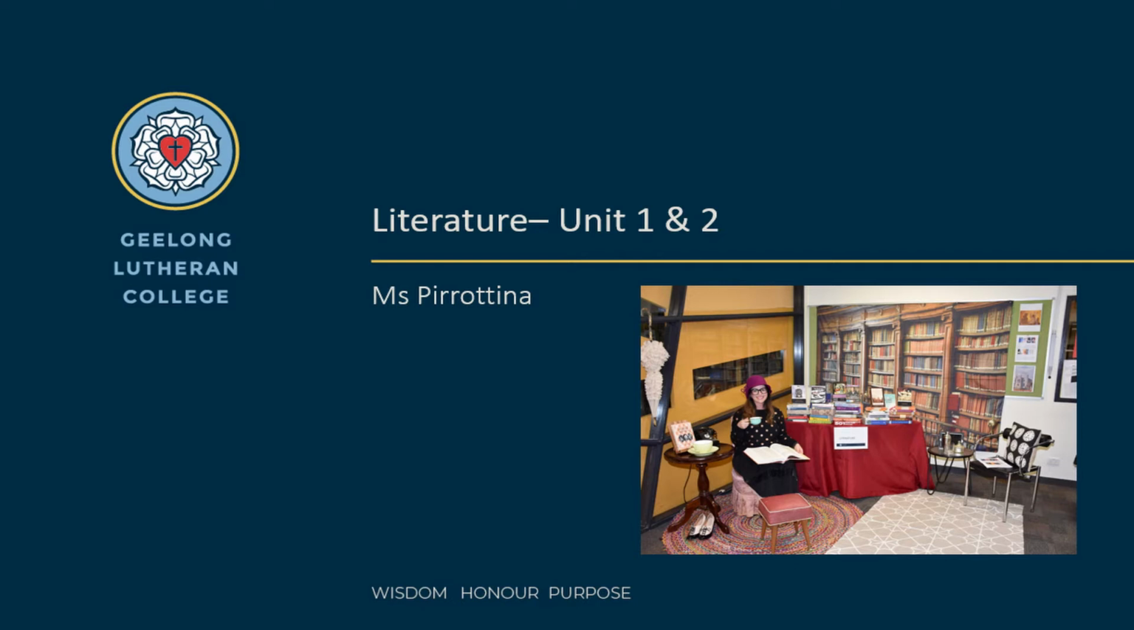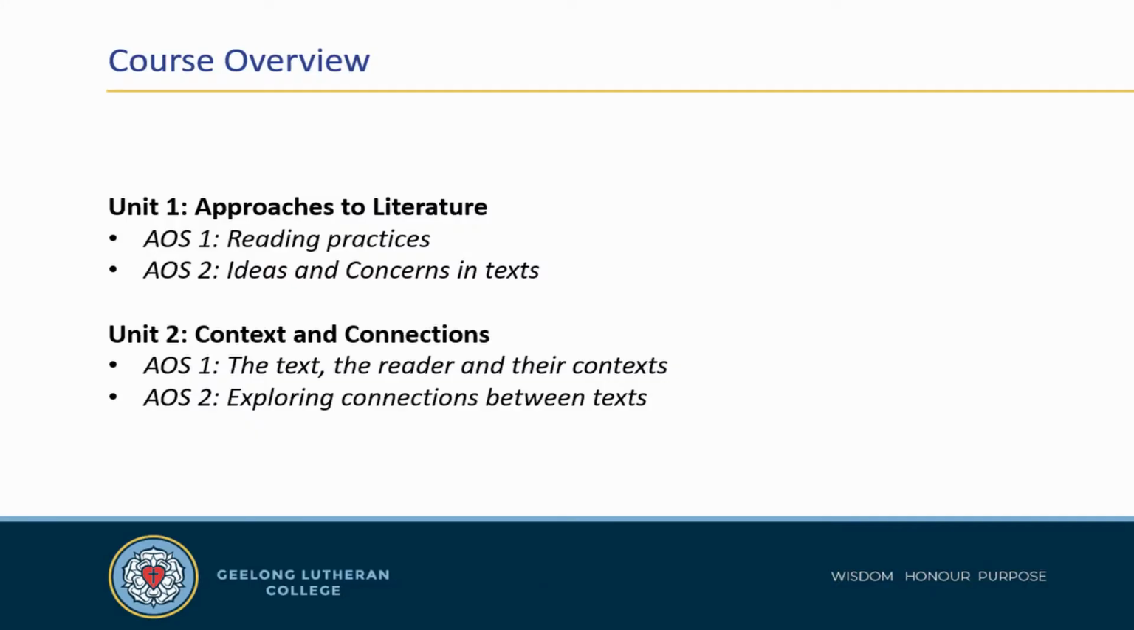I'm here to briefly discuss the topics covered in Unit 1 and 2 Literature, as well as outline the assessment, learning activities and careers relevant to this subject area. The study is made up of two units. The first unit focuses on ways in which interaction between the text and the reader creates meaning.